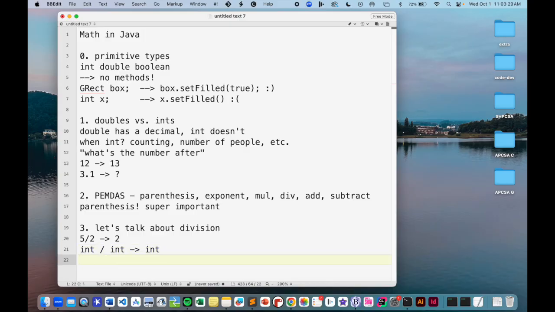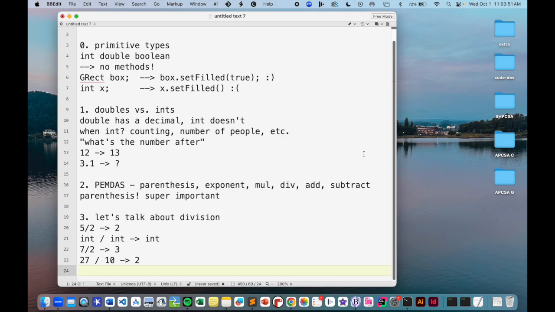In this class, if I do 7 divided by 2, what's that going to be? It's going to be 3. Normally in a math class, it'd be 3.5. In this class, it's going to be 3 because we throw away the decimal. What's 27 divided by 10? That's going to be 2. Again, we're throwing away the decimal.